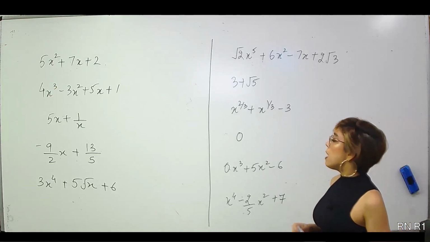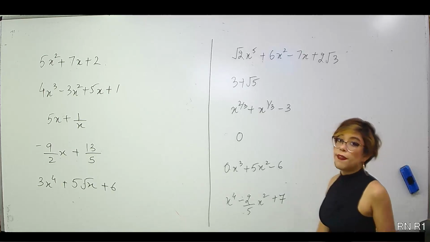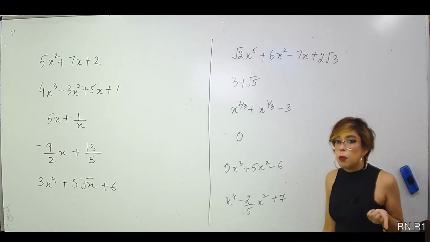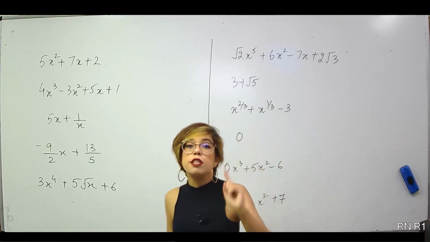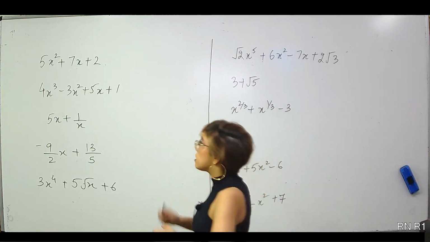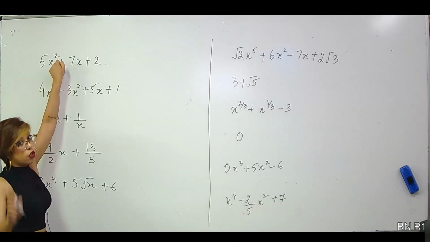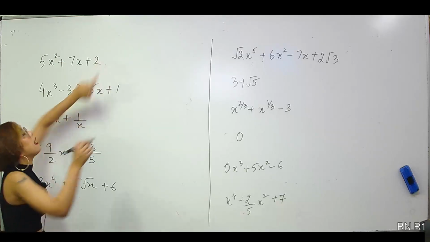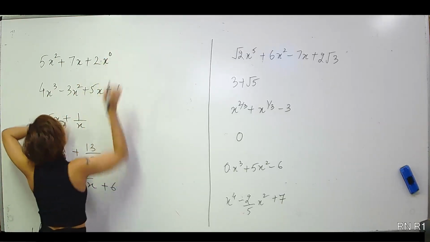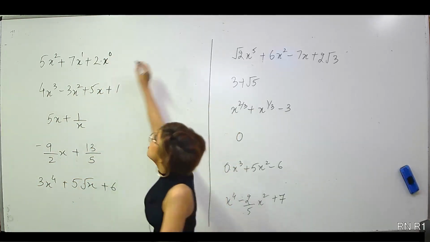Now, as you can see, I have written some algebraic expressions on the board. You need to identify which of them are polynomials. Basically, you need to check whether the exponent of the variable is a whole number or not. So, let's start. Here, obviously, the exponent of x is 2, which is a whole number. Then 1. Then here I cannot see x, but I can write this as x raised to 0. Whole number, whole number, whole number. Is it a polynomial? Answer is yes.